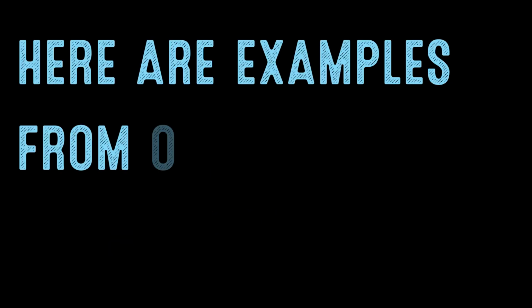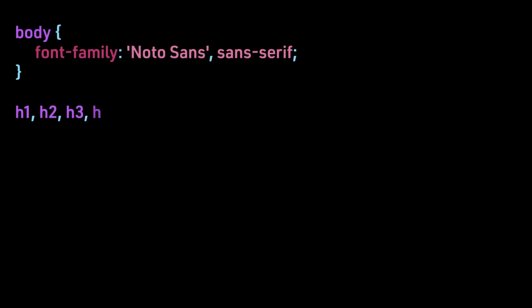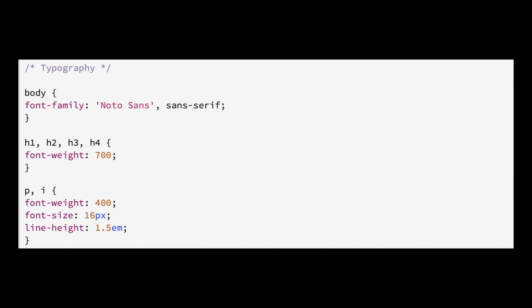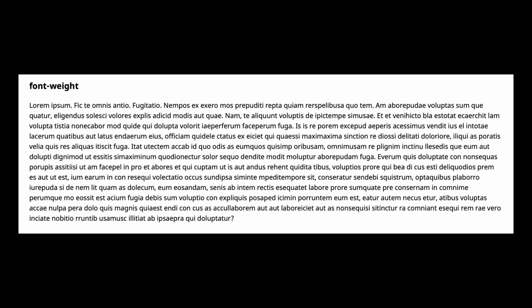Here are examples from our code sample files. Body, font-family: Noto Sans, sans-serif. H1, H2, H3, H4, font-weight: 700. P, I, font-weight: 400, font-size: 16 pixels, line-height: 1.5em. Here is how this looks in our style sheet from our code sample file. And here is how it would display.